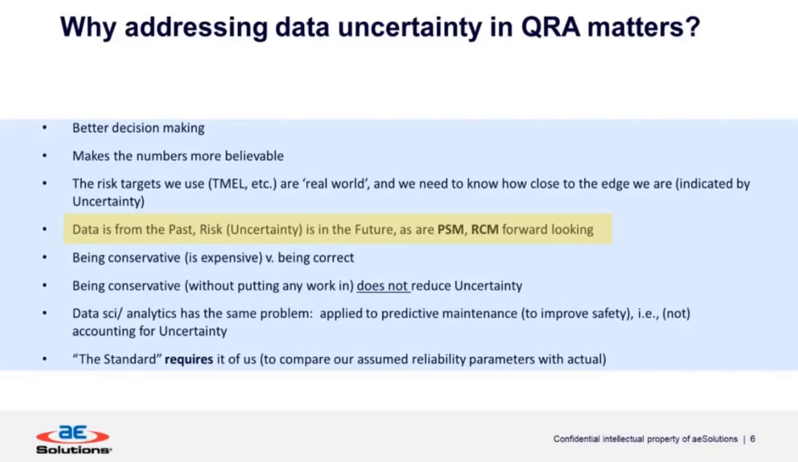And so that is a very powerful aspect of understanding the uncertainty. And in fact, PSM and reliability centered maintenance are intended to be forward-looking methodologies, with a forward arrow of time. And so uncertainty has to be a part of that, because again, it represents looking a little bit into the future. Okay, and I'll talk a little bit more about that later on.